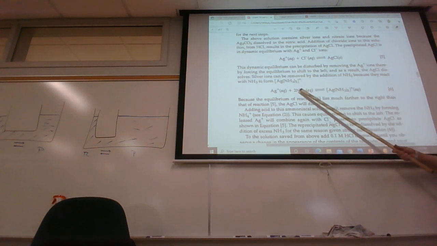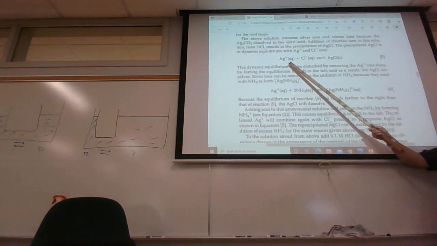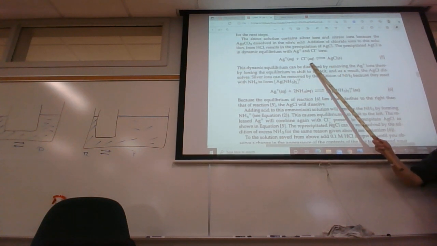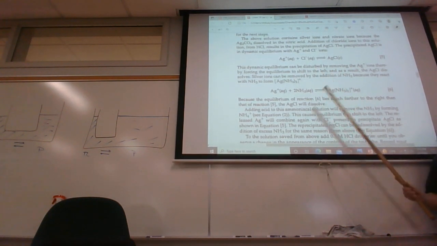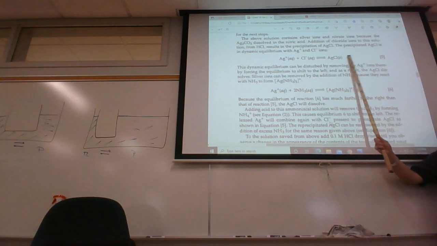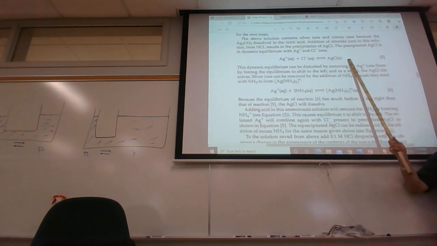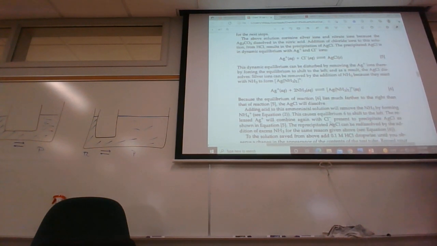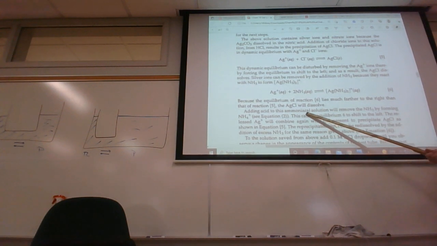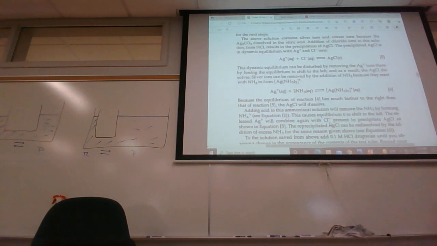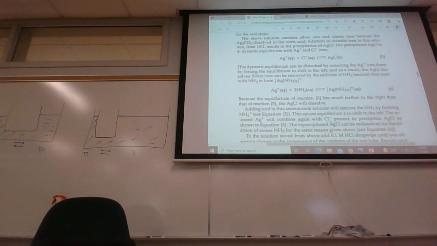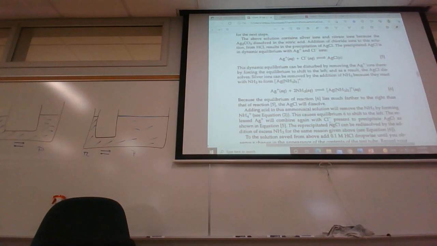Okay, so here we're going to remove the silver ions, and that's going to shift this to the left. So we just keep adding ammonia until this is all shifted. That is, we've dissolved all this precipitate just by doing that. We're going to be using the 15 molar ammonia for this, which is the ammoniacal solution. Ammoniacal is this highly concentrated ammonia.